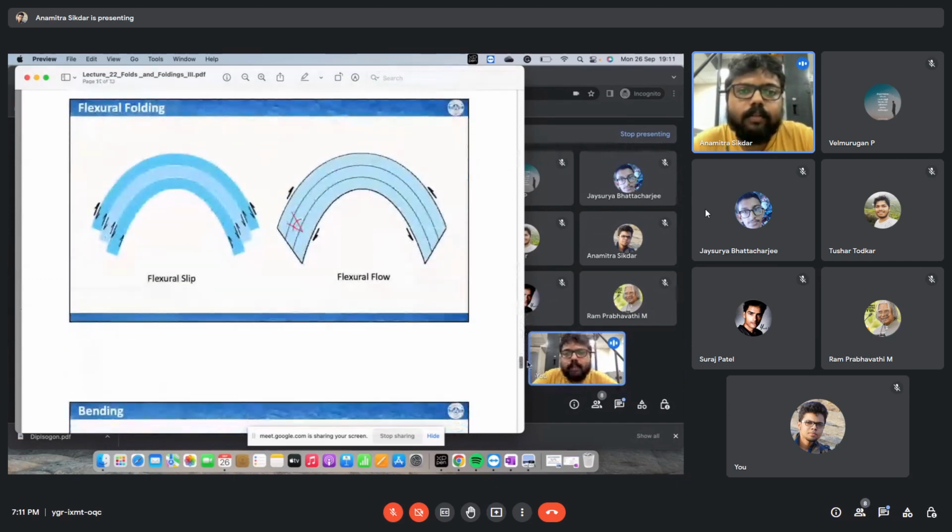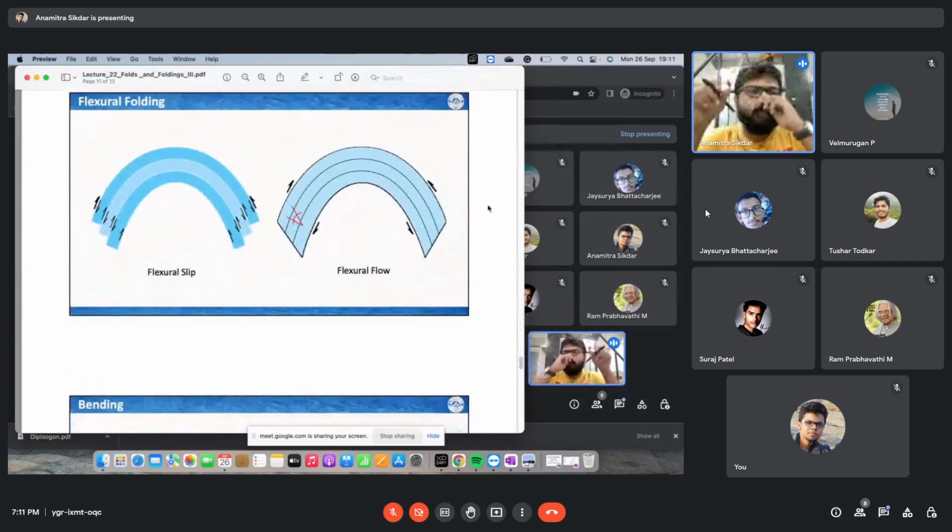As I said, if you bend this thing, there will be slip along these layers, right? Those are called flexural slip. This is the same as the slip if you push the deck of cards. All the cards will slip one past another, and the slip will be maximum for the central part of the deck, right? And that's how flexural folds form.